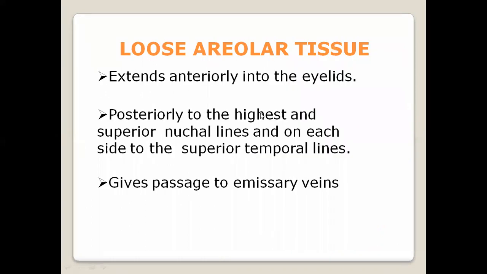Okay. So next come to the fourth layer. The fourth layer is called the loose areolar tissue. It starts with the letter L. It extends anteriorly into the eyelid.